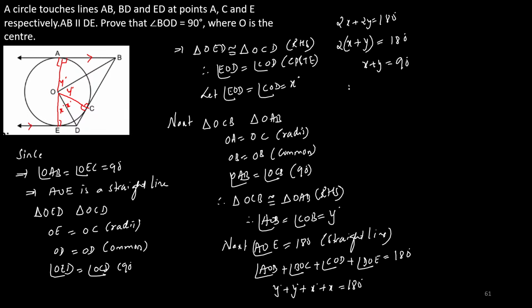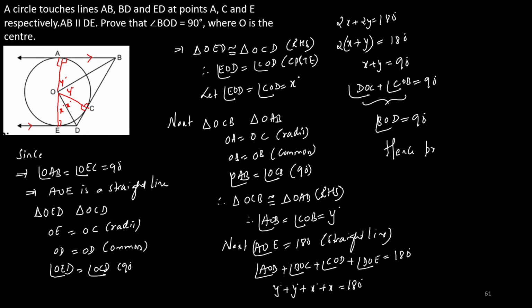X plus y means what? I can say that angle DOC plus angle COB is equal to 90 degrees. DOC plus COB together will give you DOB. So that is nothing but DOB or BOD. Therefore BOD is equal to 90 degrees.